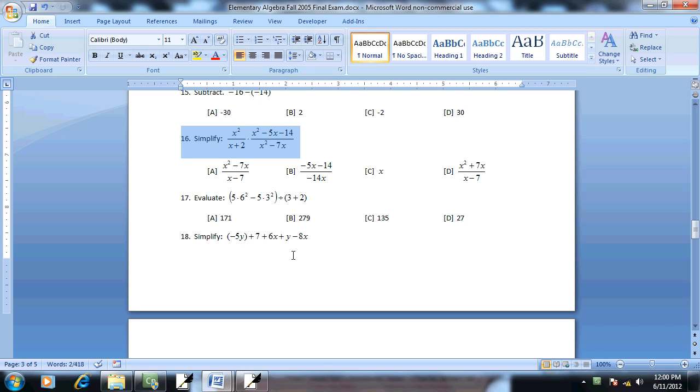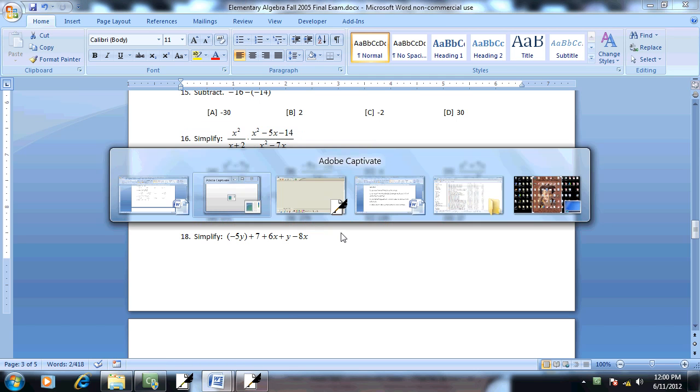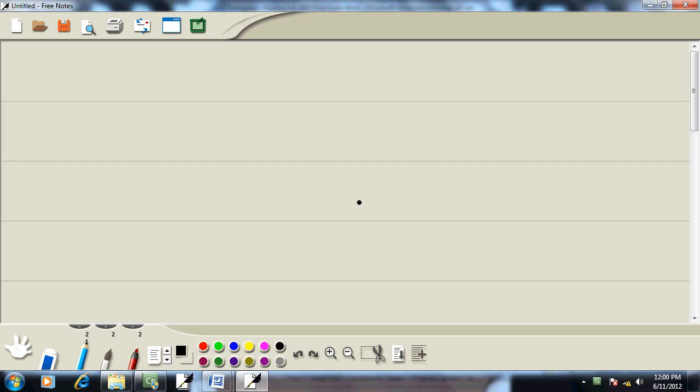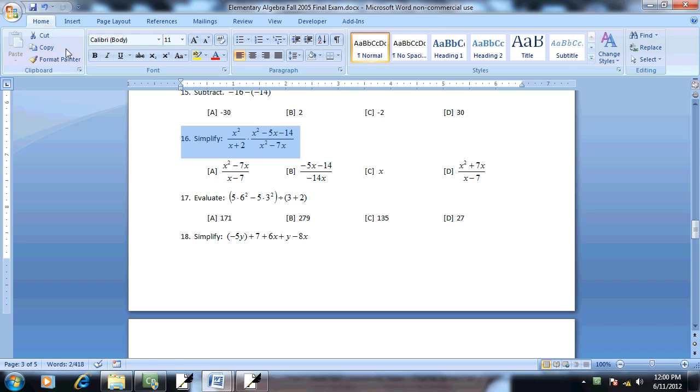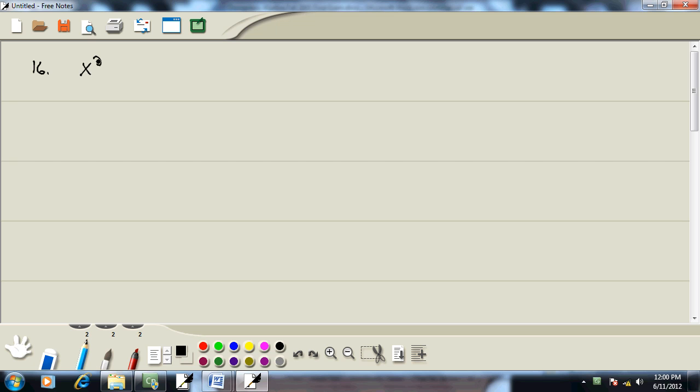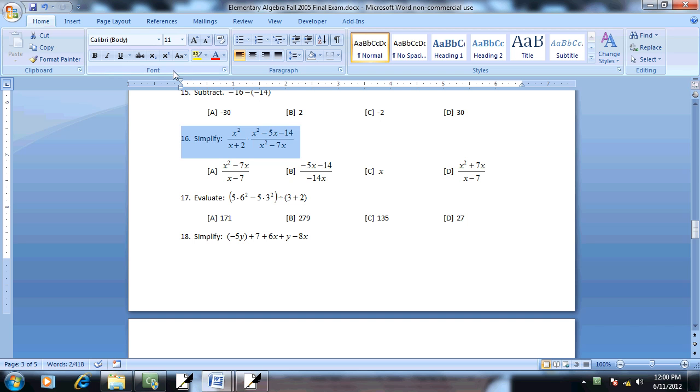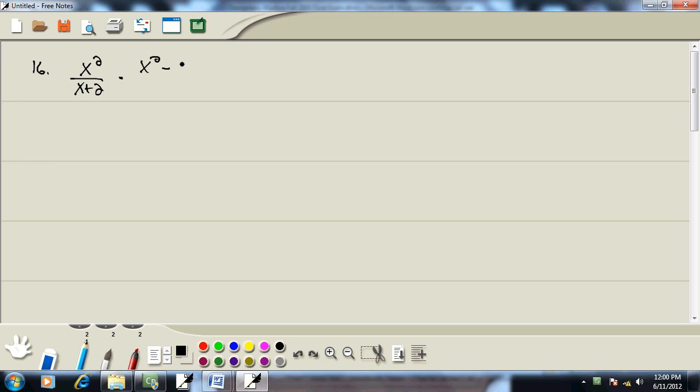Well, let's take a look at problem number 16. This is multiplying rational expressions. So we got x squared over x plus 2 times x squared minus 5x minus 14 over x squared minus 7x.